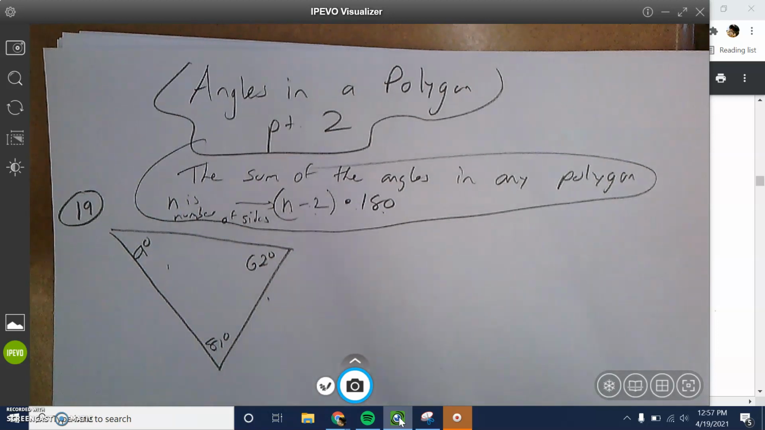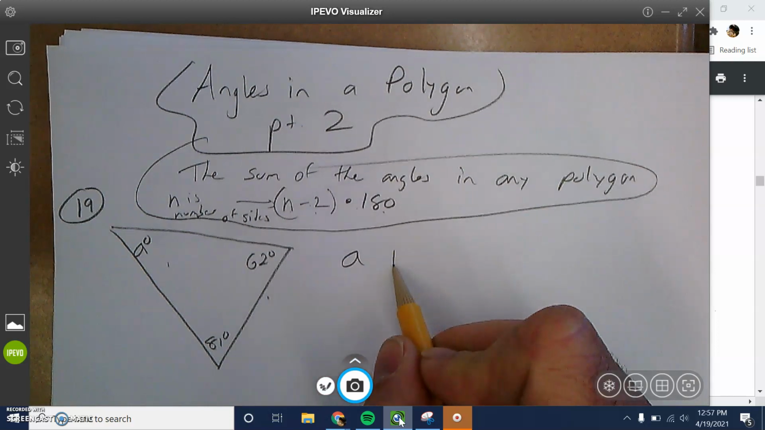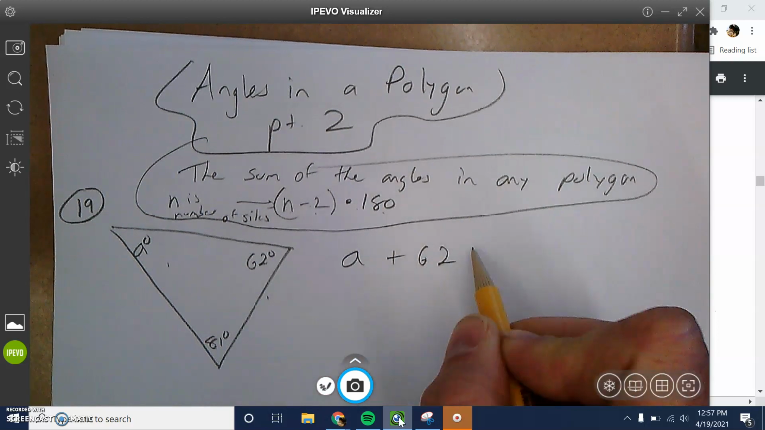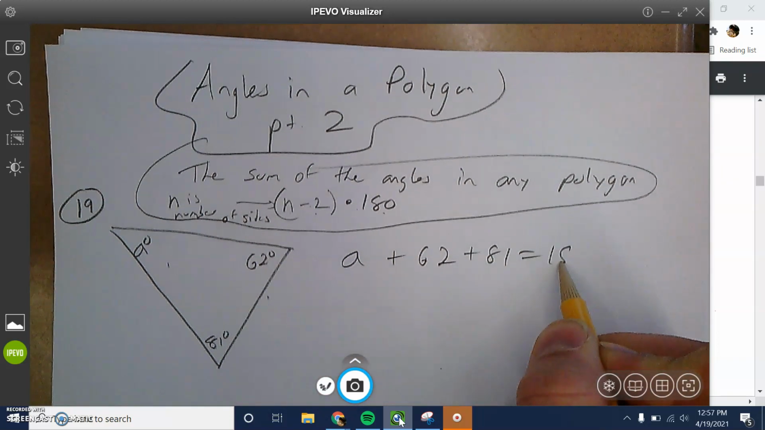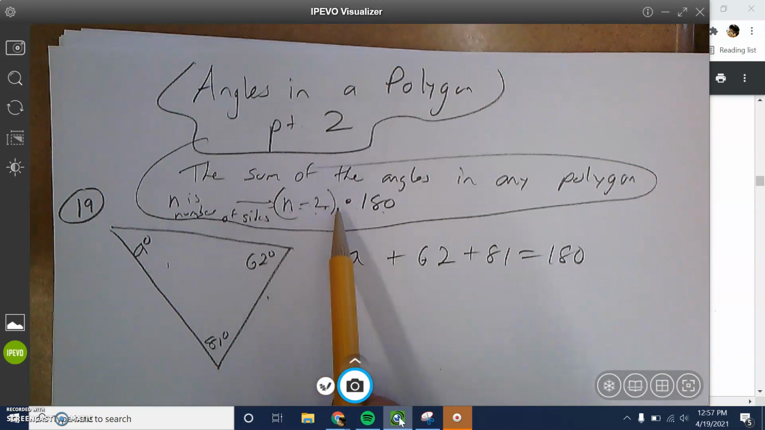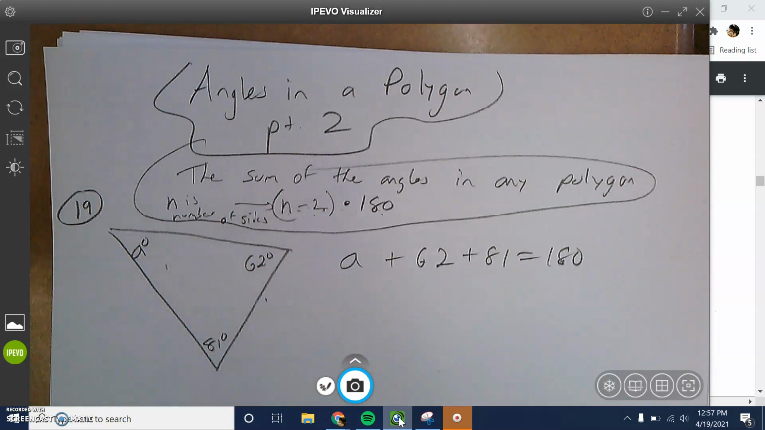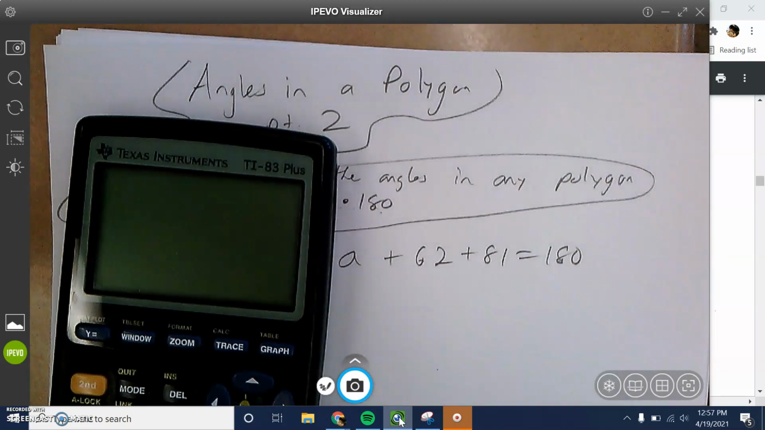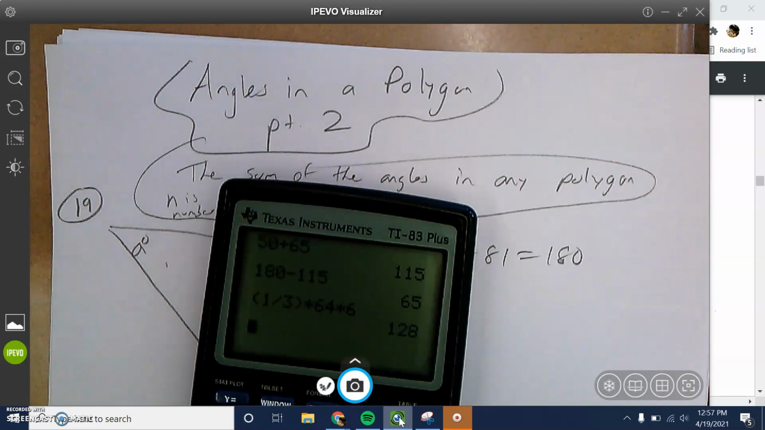All three angles of a triangle, no matter what the triangle looks like, add up to 180. So A plus 62 plus 81 equals 180. If you want to be fancy, that's 3 minus 2 is 1, 1 times 180 is 180, right? There we go. Okay, so let's solve.